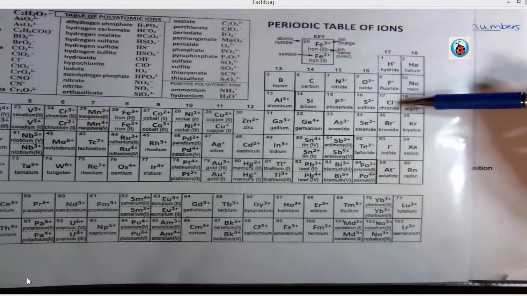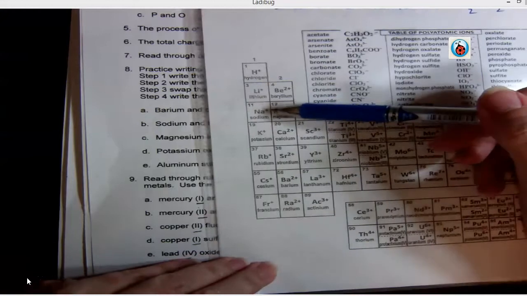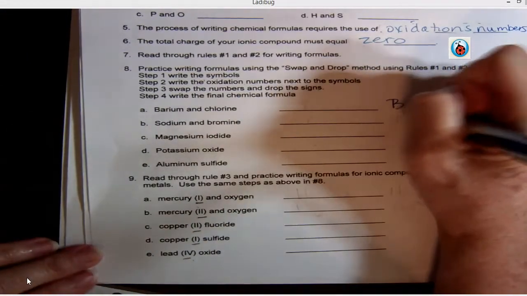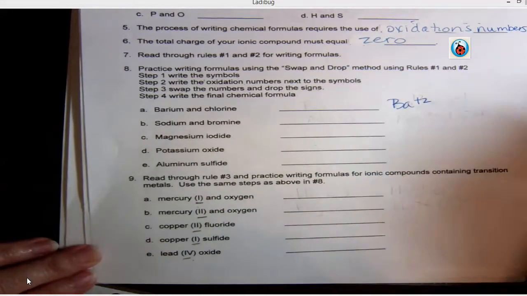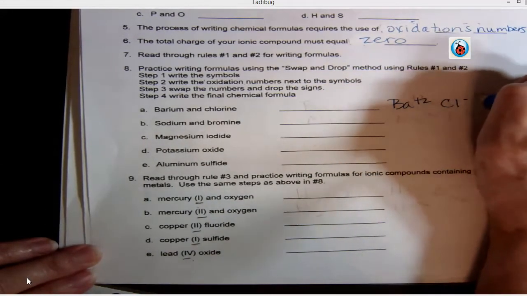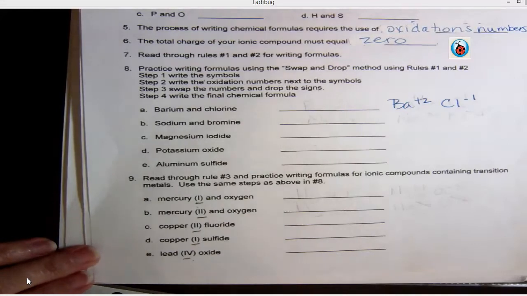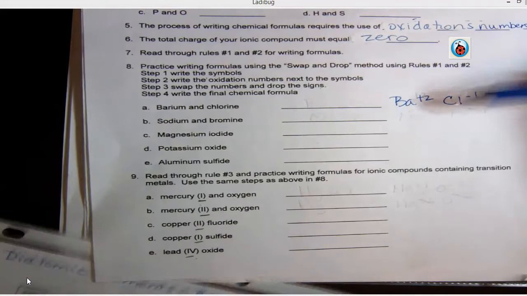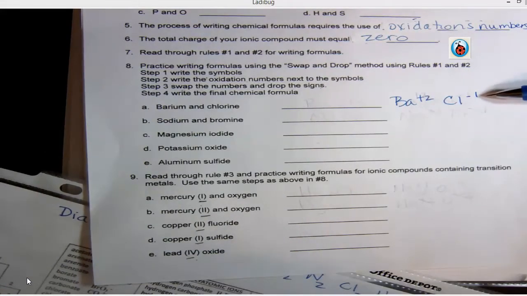A little negative symbol means -1. If you see a little plus sign like these over here, that's a +1. Okay, so I'm going to write that here. I've got barium, who's a +2, and chlorine, who is a -1. All right, so when these form ions, this loses 2 electrons, this gains an electron in bonding. That's what that's telling you.